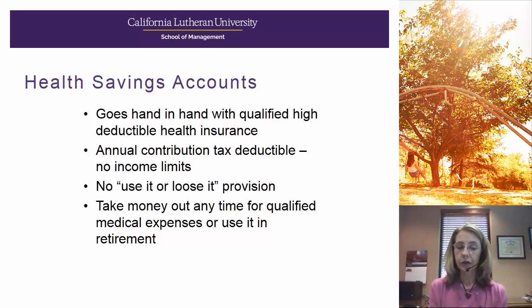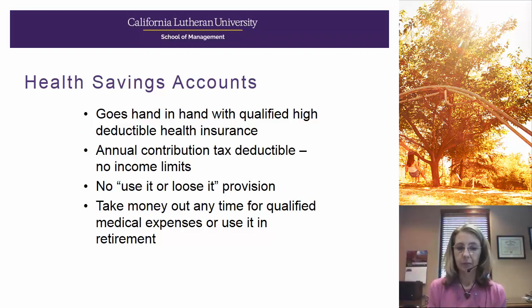There is also no use it or lose it provision. So you may be familiar with the flexible spending accounts where employees can make an election to have a certain amount withheld from paychecks each week, each month. But if the employee doesn't use the money in their individual account by the end of the year, they lose it. Health savings accounts allow you to contribute money to the account and keep it on an ongoing basis.